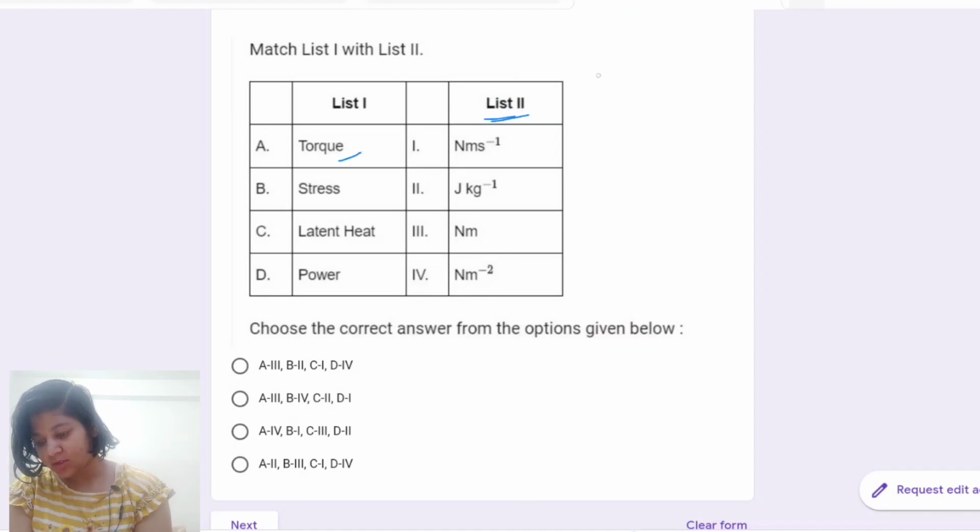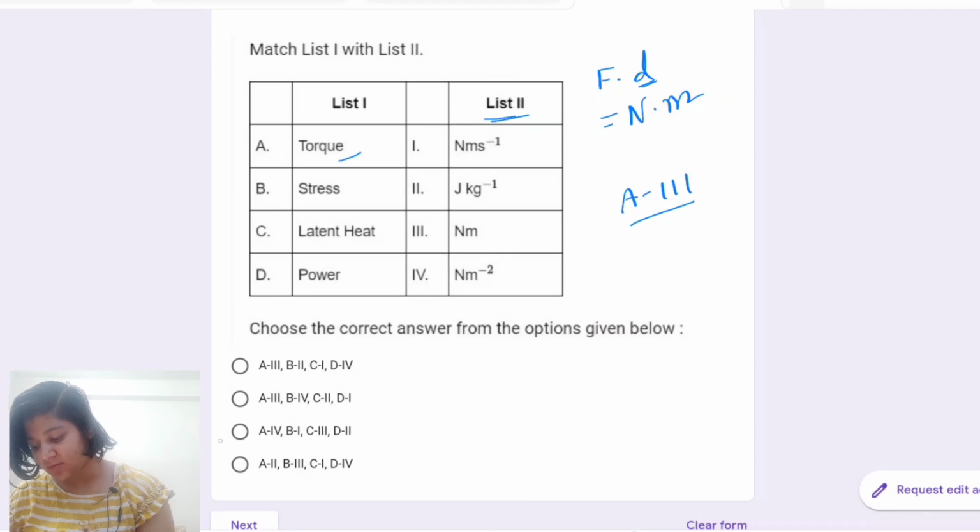So torque, as I have already told you, is nothing but the moment of force. That means force into distance. Force is in Newton and the unit of distance is meter. So torque will be Newton meter. So A corresponds to 3. As soon as we get this, we will sort through our options. So this option and this option will cancel out.